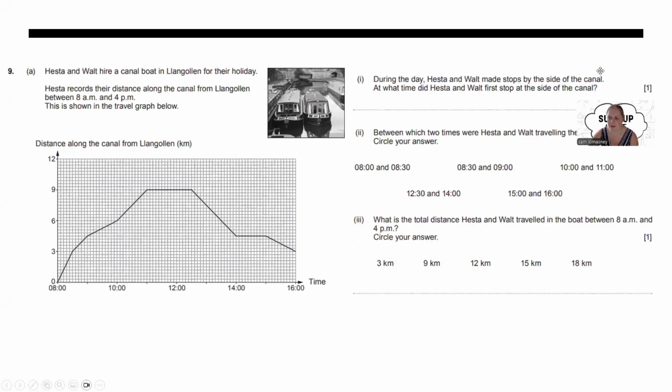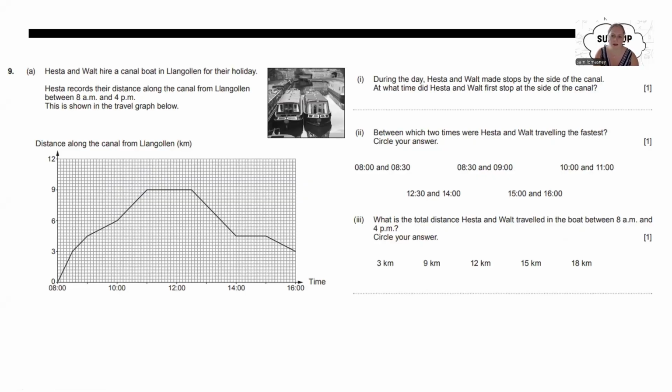Here we go, on to the next question. So we're on question 9 now. That last one had an extra 2 there, so we've done 7 marks already. We've got a canal boat. It's travelling up and down the canal. Lovely journey it's going on, and it is being recorded between 8 a.m. and 4 p.m. During the day, we've got to work out when they stop for the first time.